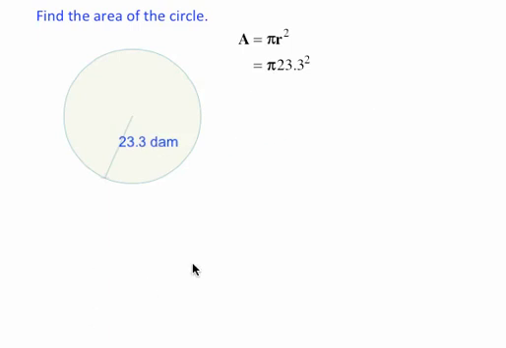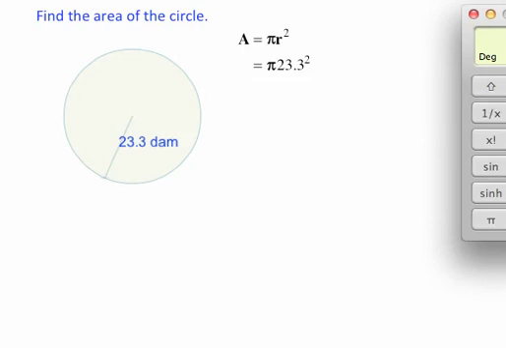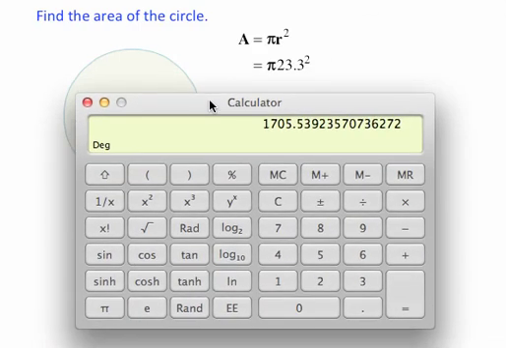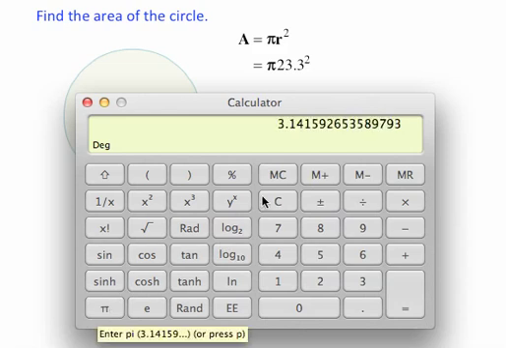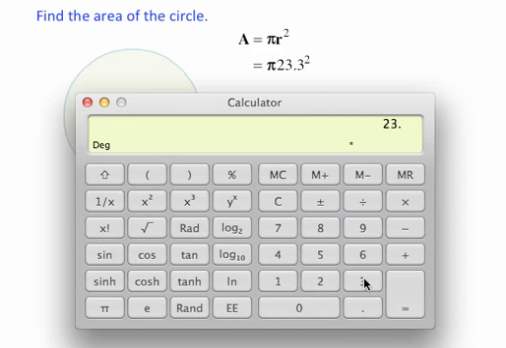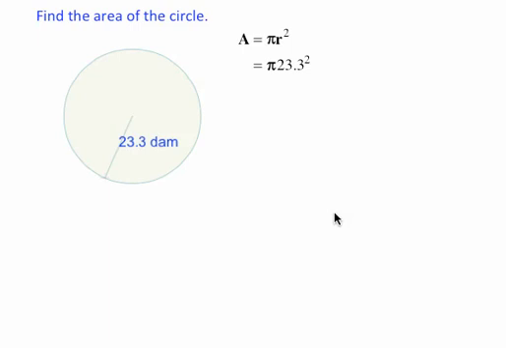So you use your handy dandy calculator. Your calculator should have a pi button. If it doesn't, you're using the wrong kind of calculator. Pi times 23.3 squared. And it's just the 23.3 that I've squared. I haven't squared the pi. And then press equals. There you go, and there's our answer.